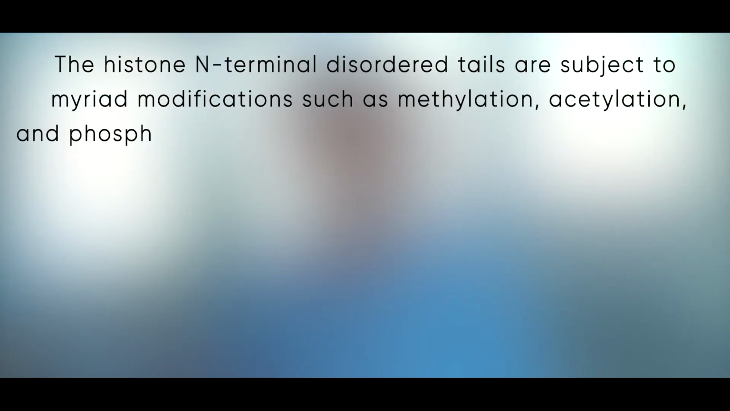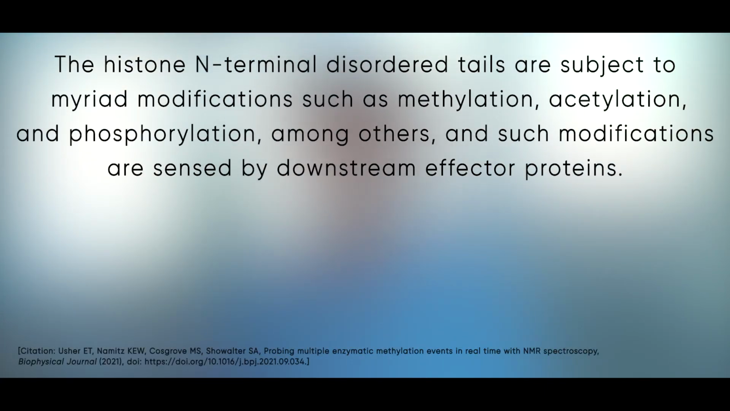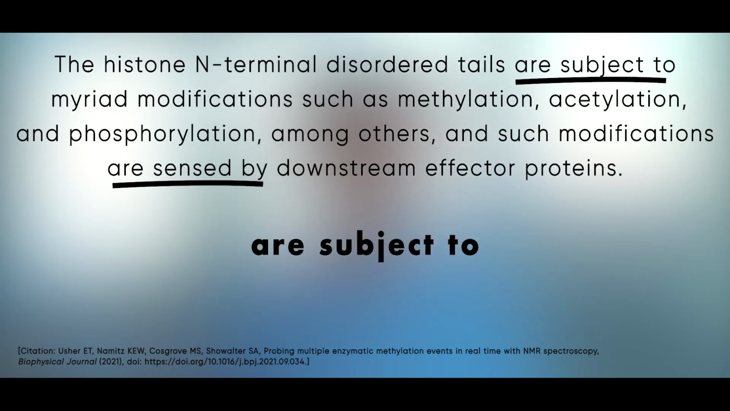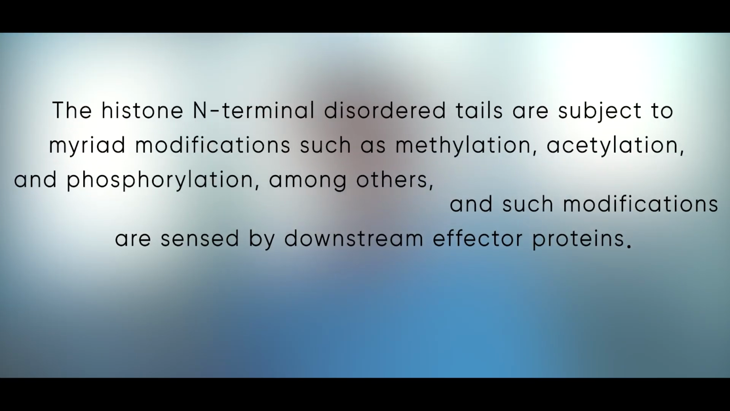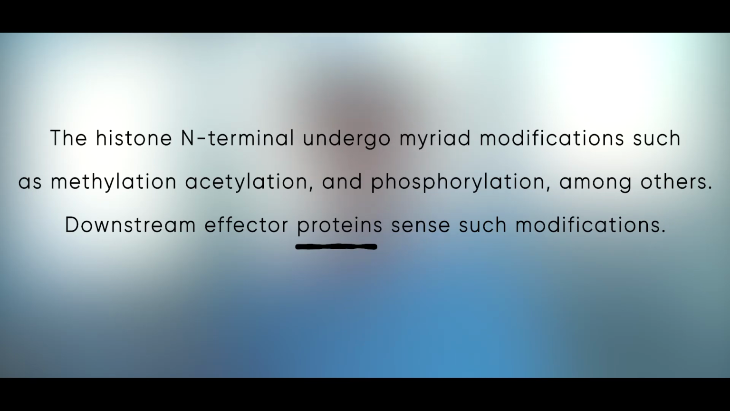This sentence comes from a well-written article, but both clauses fall back on relatively passive constructions. "Disordered tails are subject to modifications, and modifications are sensed by proteins." We can revise the first predicate from the three-word phrase "are subject to" to the simpler "undergo." Still not the most active verb in the world, but revision is about improvement, not perfection. Separating the second clause and making it its own sentence allows us to flip another passive construction to an active one. The proteins, which are actually doing the sensing, are now the subject.